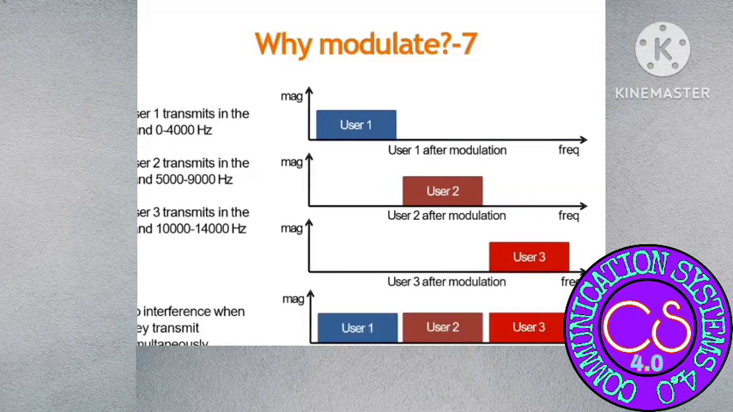So what is the reason now? If we are going to modulate, we are going to provide different frequency ranges. We are going to enable multi-user transmission. User 1 transmits in 0 to 4000, user 2 transmits in 5000 to 9000, then again 10,000 to 14,000. So at the end there is no interference when they transmit simultaneously. So one of the fundamental reasons again is simultaneous multi-user transmission.